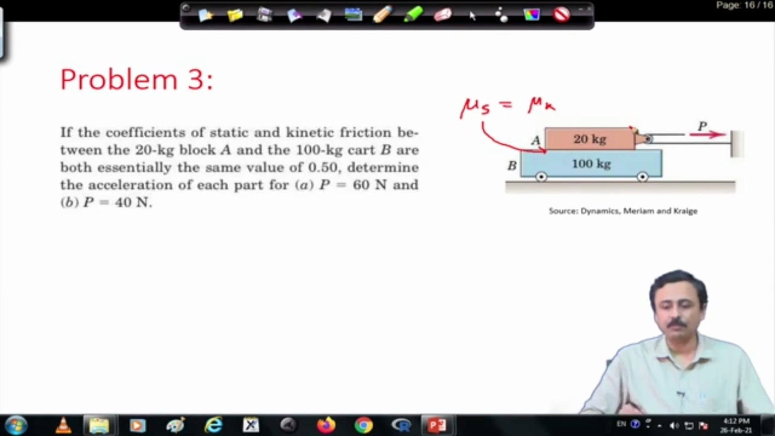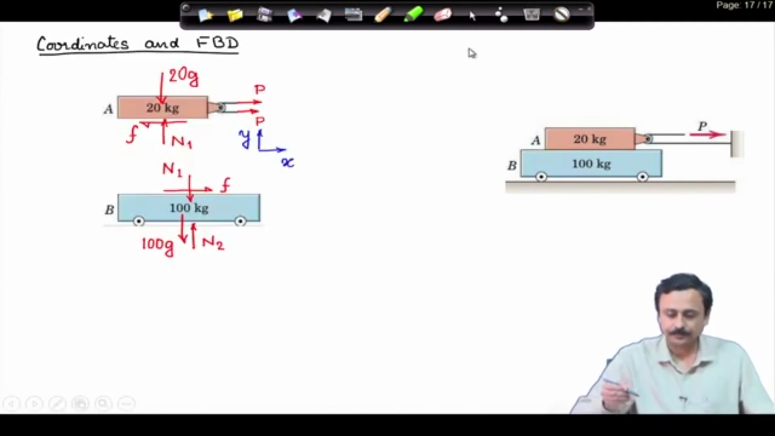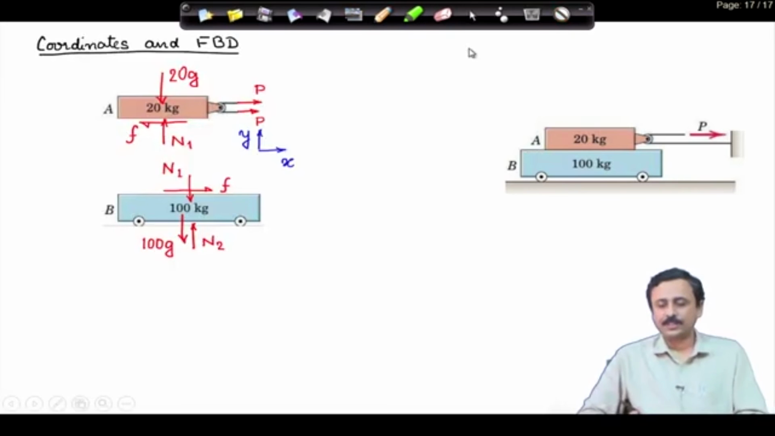Now, this is an interesting problem because this will demonstrate how the force of friction is dependent on the whole dynamics of the system. Let us see. First step is to fix up the coordinate system. As I have shown, the coordinate system is x y, x is to the right, y is vertically up, and drawing the free body diagram, which I have drawn here.